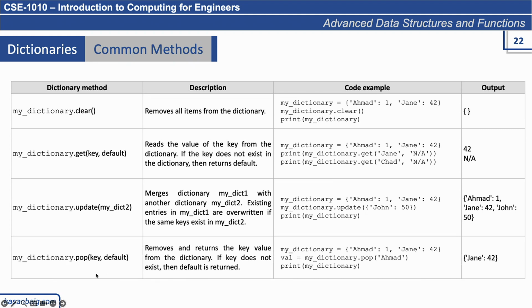Another method, pop key. Again, the pop method you can execute on list. You can also execute on sets. You can also execute on dictionary. So in order to pop an element from a dictionary, you have to specify key. And if the key does not exist, then it will throw off a default message, whatever you want to default.